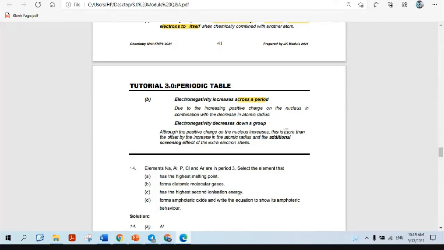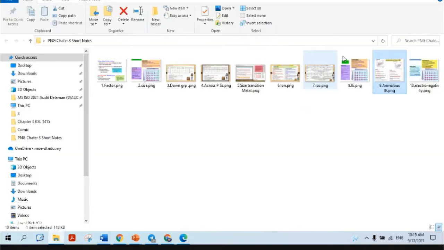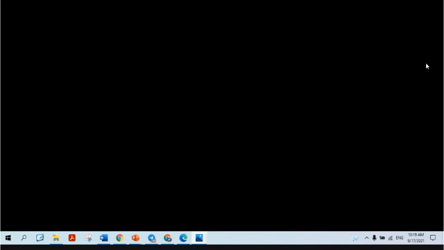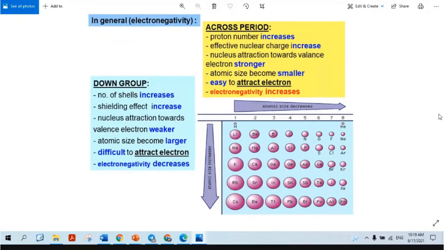Based on here, I do not encourage you to use the explanation from here. No. Refer to my notes. Try to use the complete one like this. Electronegativity, this is the basic one. Follow the explanation like this. So this is the explanation across the period and going down the group for electronegativity.